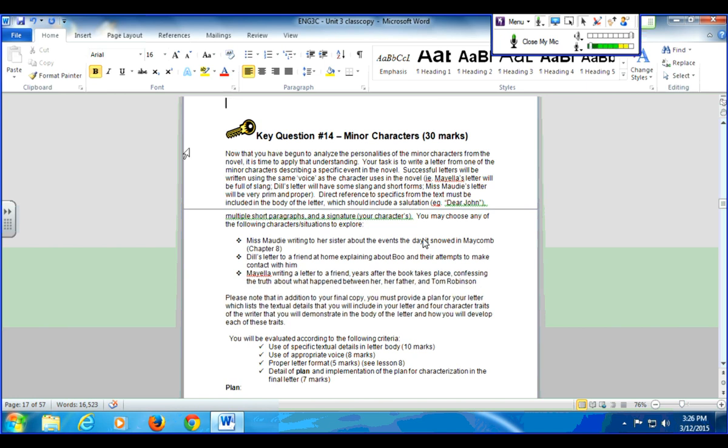So this assignment will probably take you a little bit to do. In the past, students have told me it took them about 2 to 2.5 hours to do, if not more, because trying to incorporate the characterization that occurs in the letter is very challenging. As I said, it's the hardest part of the whole assignment for most students.